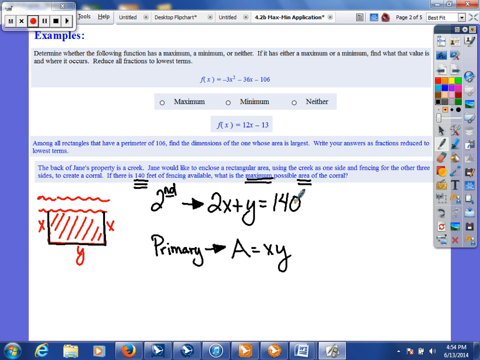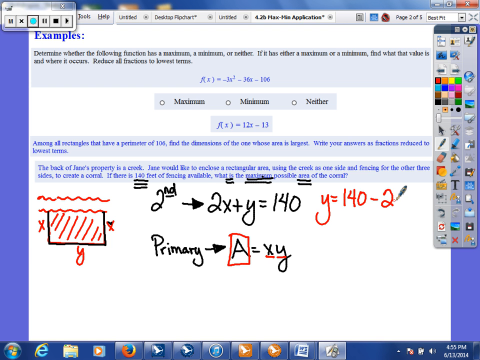She didn't use any fence here. So she had 140 feet. So 2x plus y would be 140. Now we have a secondary, we have a primary. Now what are they asking me to find? What is the max? So they want us to know what this is. I'm going to put a box around it. They want to know what that is. So to do that, I've got to find an x and I've got to find the y. In order to find the x and y, I use the secondary.